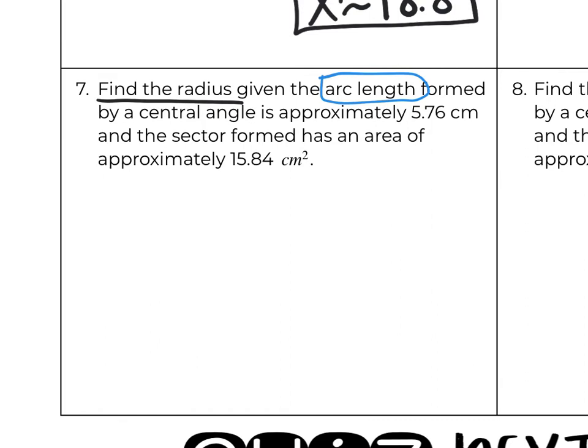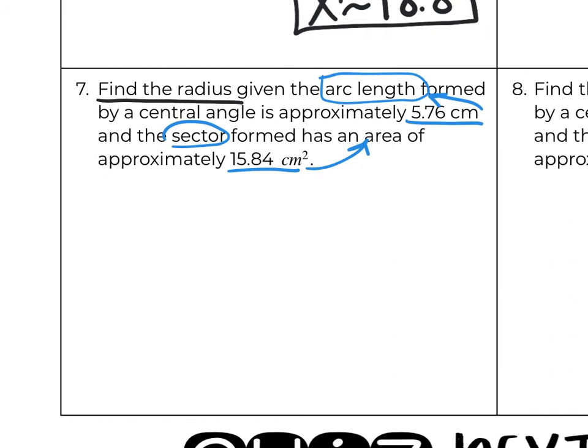They don't give us the angle though. And it's approximately 5.76, so that's the arc length. And the sector formed has an area of approximately 15.84. So that's the area. So the difference here is on your proportion. So if you flip back to the previous page, we're not given the angle, and we really don't have a way to find it here, but we are given the parts that are usually our x, okay?